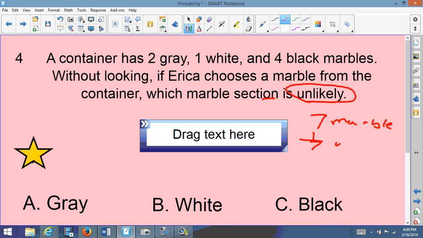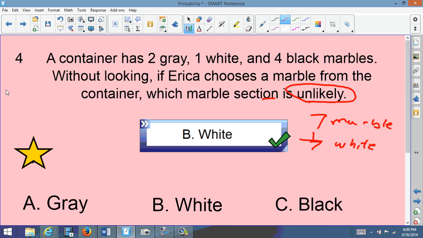So I would think it's the white one that would be the most unlikely to be chosen out of all of them. So let's grab this white one, B, and see if that'll be it. Yes, we're all right. So that's unlikely. Doesn't have a high probability.